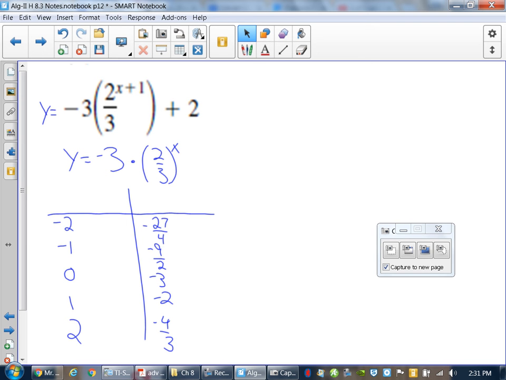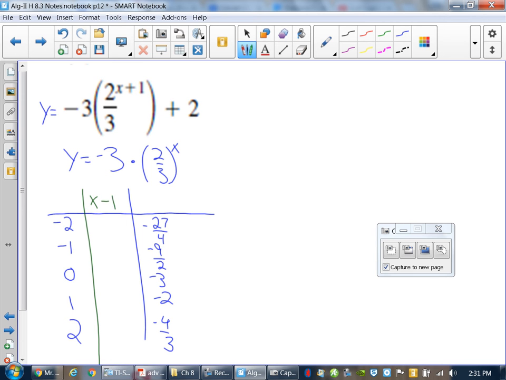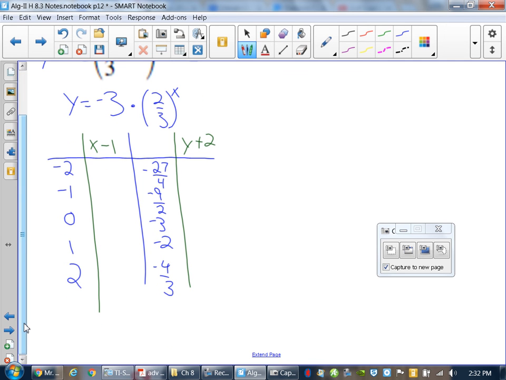Now, to each of those ordered pairs being the parent function, what would I have to do to them? Here I would have to subtract 1. And then here I would have to add 2. Now, for the lack of time here, I'm just going to go ahead and show the ordered pairs. Well, I'll just do the fraction ones because I think you can do these.